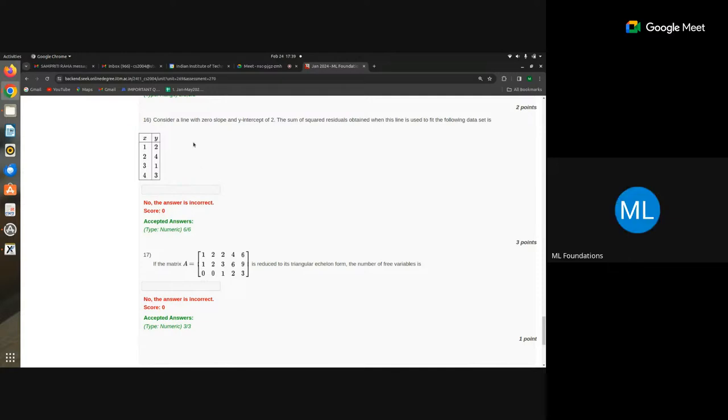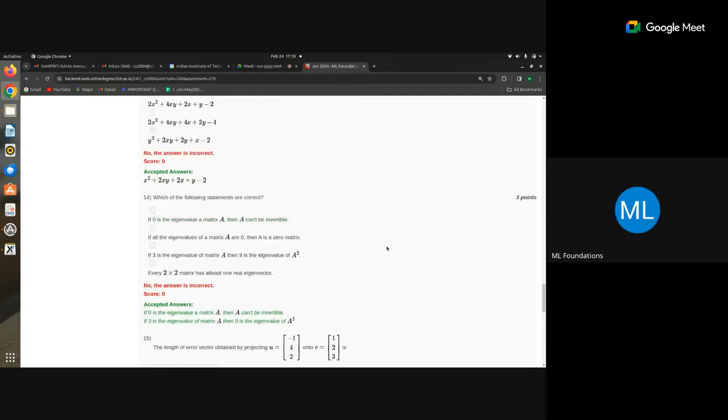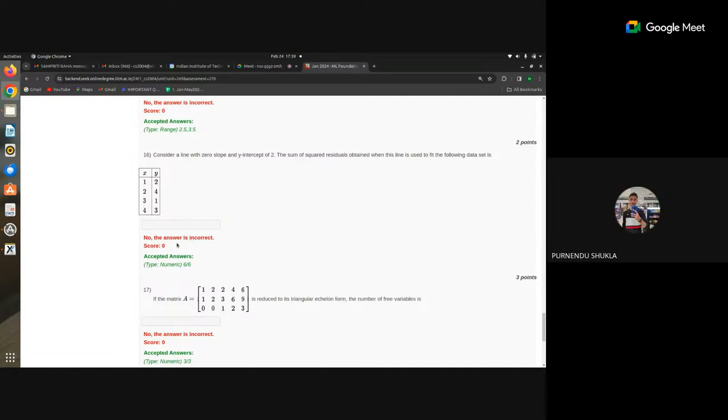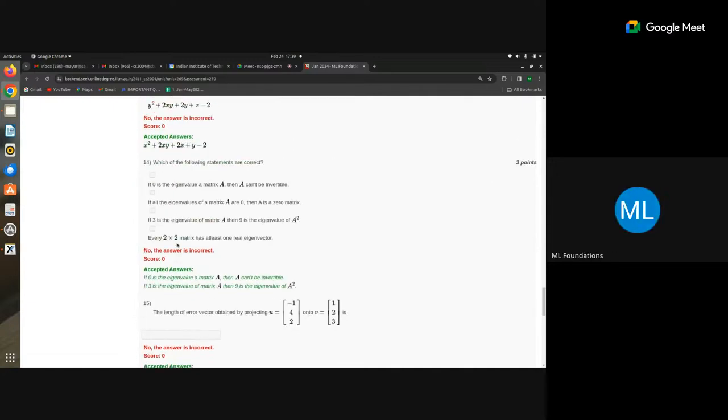So we'll discuss question 14 then. Question 17, I think you guys have done a lot of times, so I don't need to show it again. Which of the following statements are correct? If 0 is the eigenvalue of matrix A, then A can't be invertible. Is it correct?